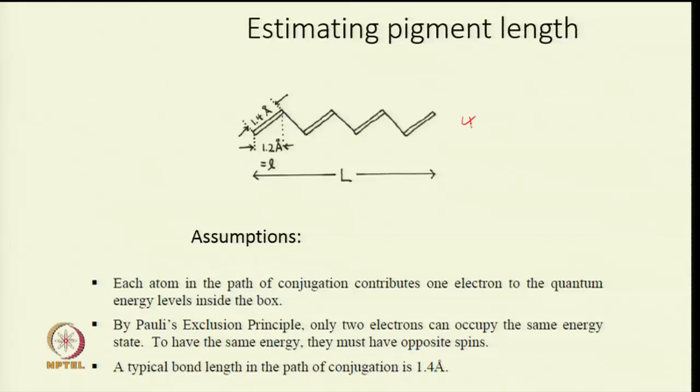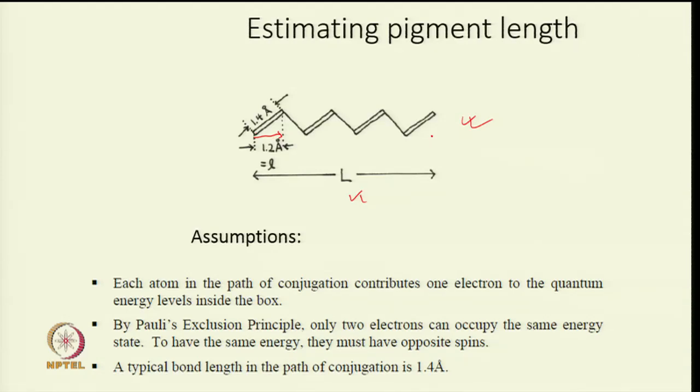So, this is your conjugated system, a double bond followed by a single bond, double bond followed by a single bond. First thing is, what will be the value of L, or you can say the size of the one dimensional box. Generally, this double bond length is 1.4 angstrom, and if you take in this direction, this length is equal to 1.2 angstrom. And so, you can know the length of this box.